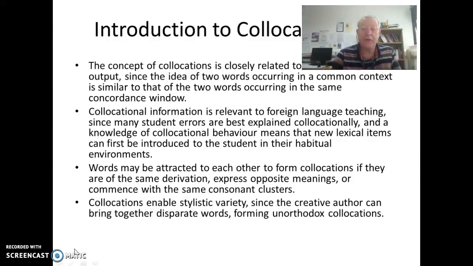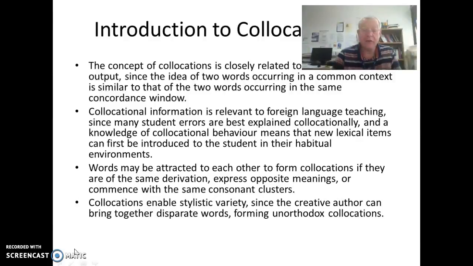Altenberg and Eeg-Olofsson state that collocational information is relevant to foreign language teaching, since many student errors are best explained collocationally, and a knowledge of collocational behavior means that new lexical items can first be introduced to the student in their habitual environments. Dictionaries of collocations can be created from monolingual corpora, although in some studies, such as Gaussier and Langé, 1994, this process is facilitated by the use of bilingual corpora.